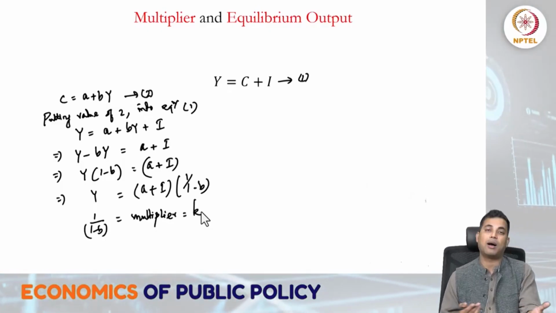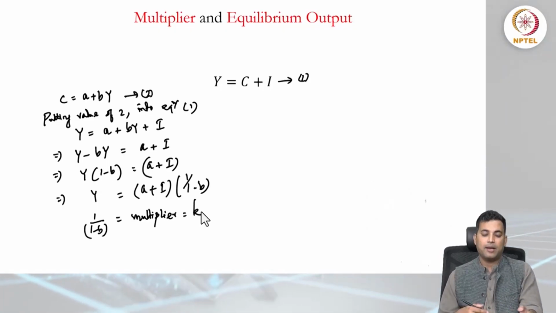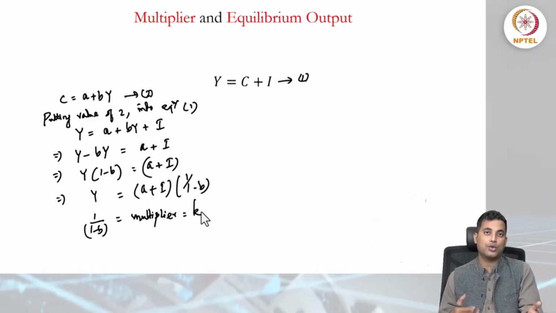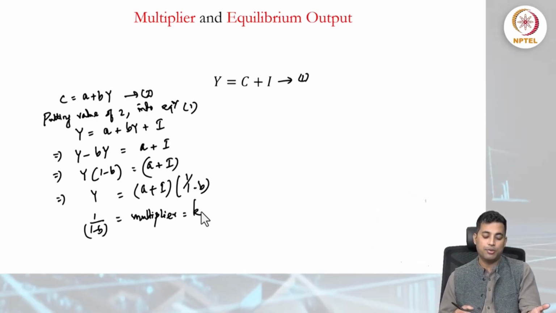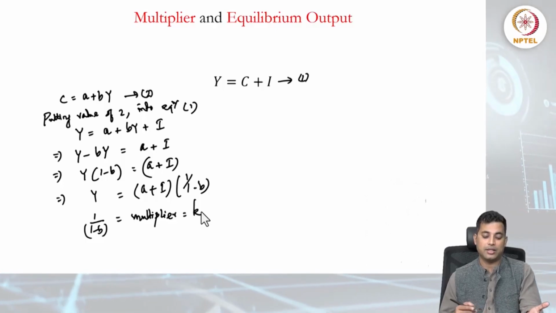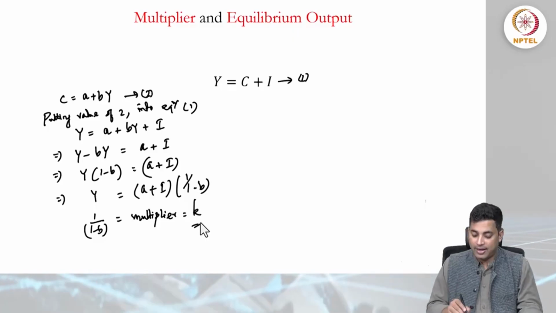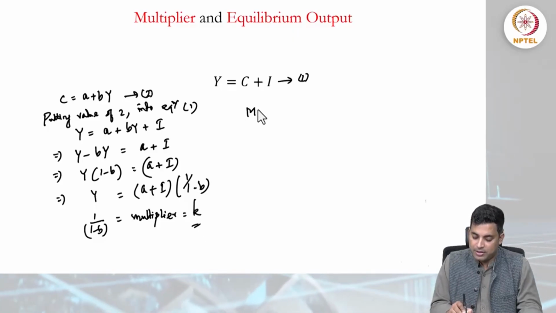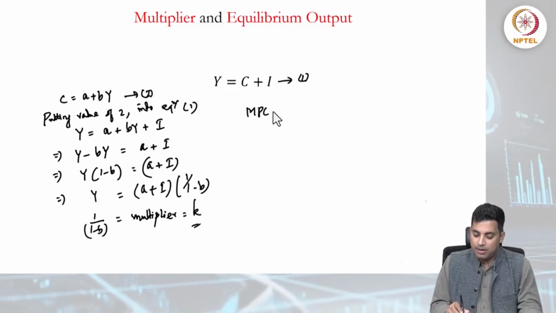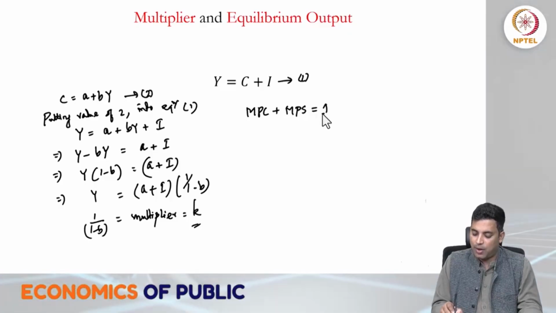So k is the multiplier, and here we can say that income, the total output, is positively related to I. Just one more point I would like to highlight here: the marginal propensity to consume plus the marginal propensity to save equals 1.